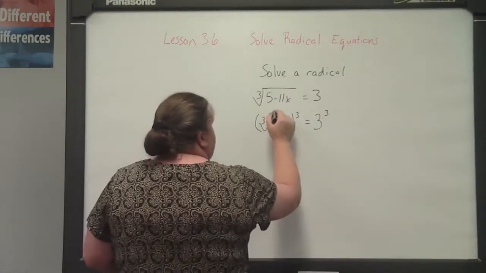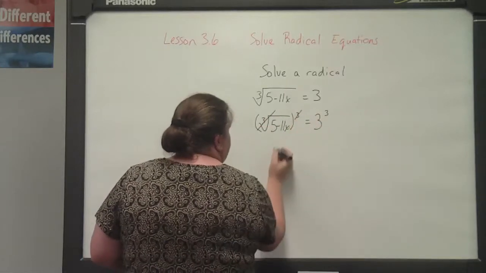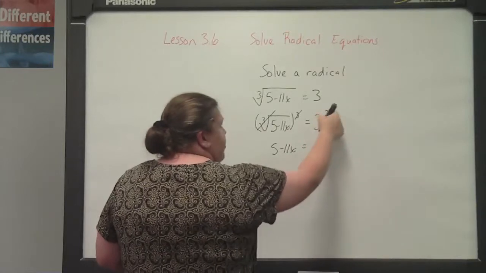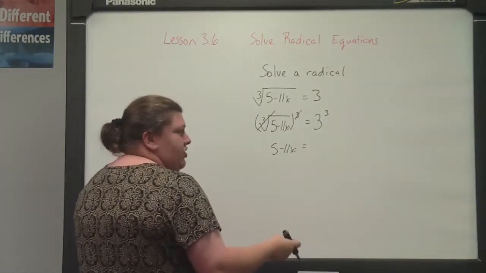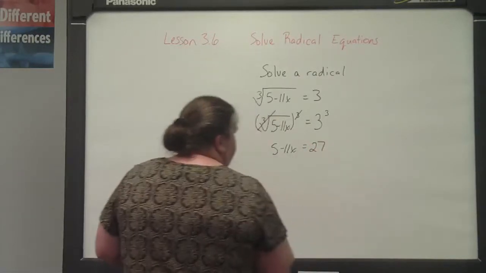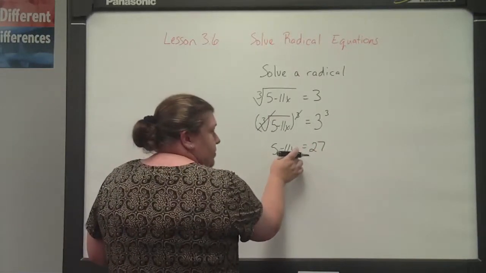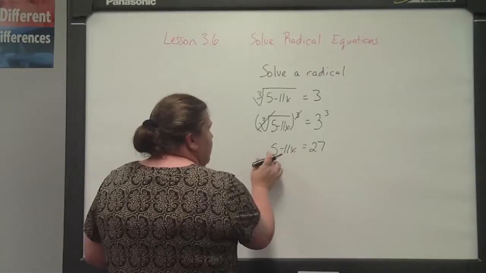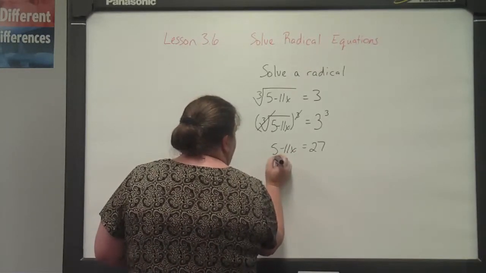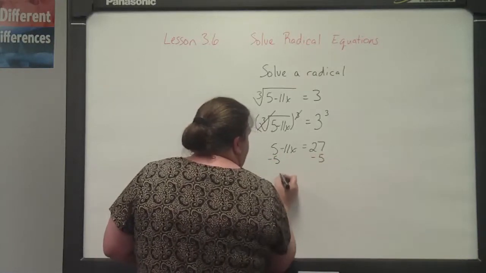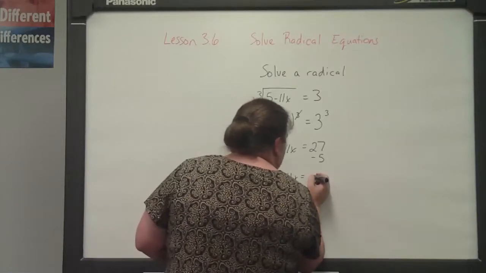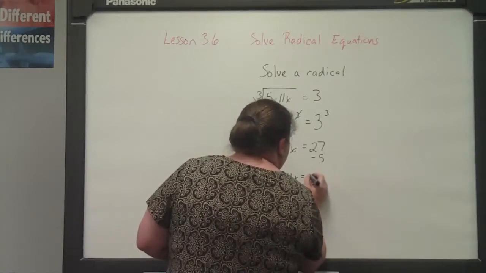Now, this cube root is canceled by cube, so I have 5 minus 11x equals 3 cubed, which is 3 times 3, which is 9, times 3 is 27. Now, we want to get our x by itself. The first thing to do is to move my 5. Right now it's a positive 5, so I have to subtract 5. So I have a negative 11x equals 22.